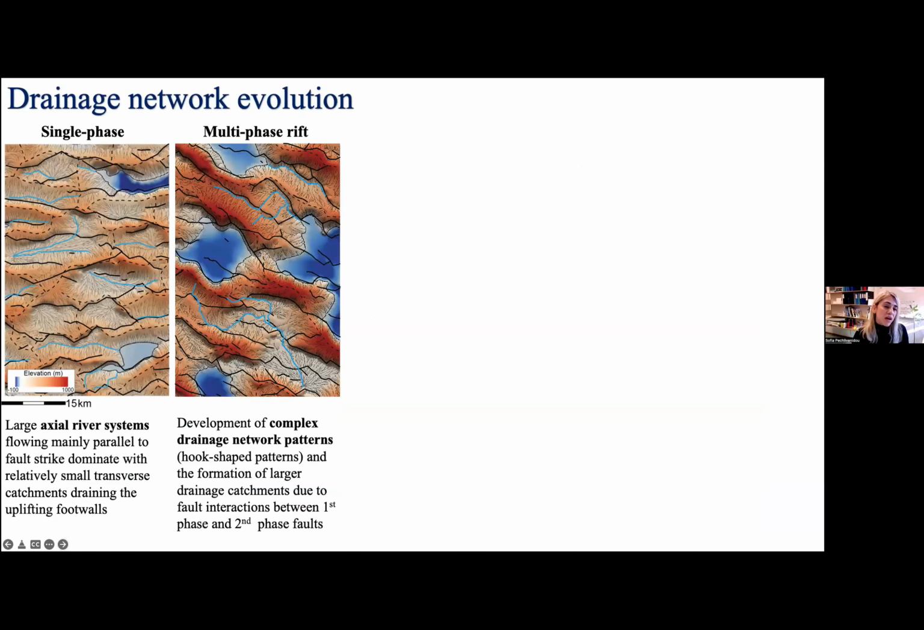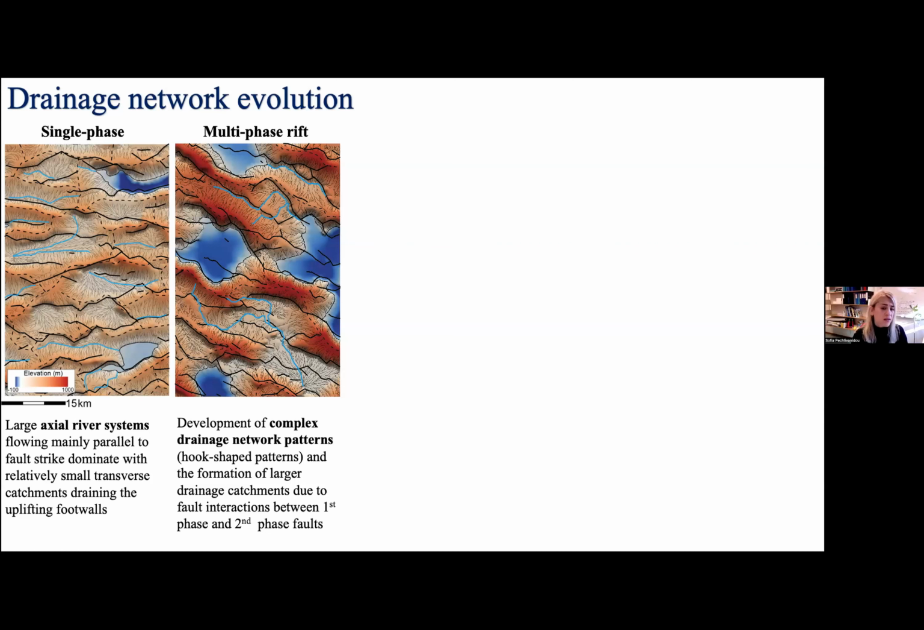This is the topography after 5 million years for the single phase and the multi-phase rift experiments. In these maps, with black lines you see the faults, with black dashed lines are the main drainage divides, and with blue lines are the main rivers. So what we can see from this is that in the single phase rift, there are large axial river systems which flow parallel to fault strike, and relatively small transverse catchments like this one, for example, that drain the uplifting footwalls.